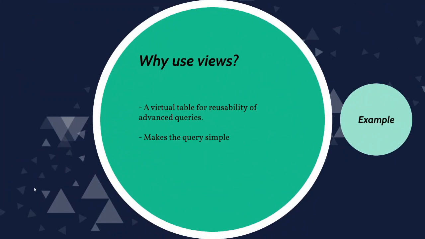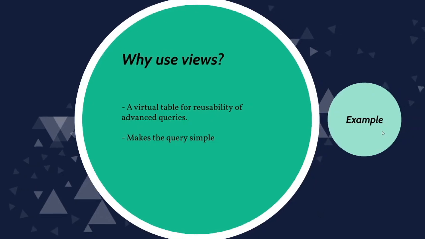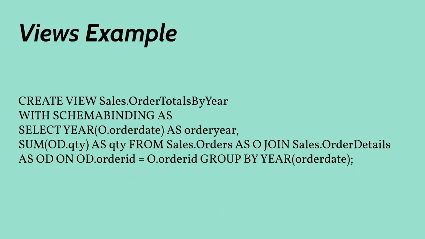Views are basically a virtual table for the reusability of advanced queries. The second reason we use views is that it makes the query really simple. Let's have a closer look at one of the examples for views. In this view example, we have a view called order totals by year. In this view, we have a complex query with a join. We're joining the orders table and order details table from the sales schema, and the results are stored in this view called order totals by year.